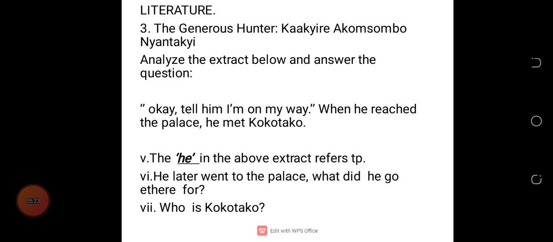So we have this question. The he in the above extract refers to dash. So who is the he there? When he reached, the he after the when, who is that he we are talking about? Then next, he later went to the palace. What did he go there to do? So what did the he in question go there to do at the palace? Then it says, who is Kokotako? All right, so this is where we will end our lesson.